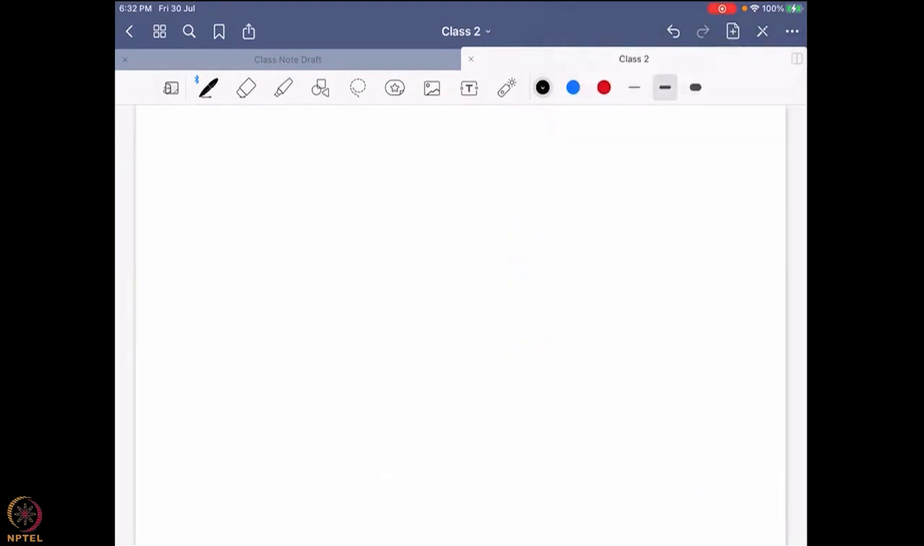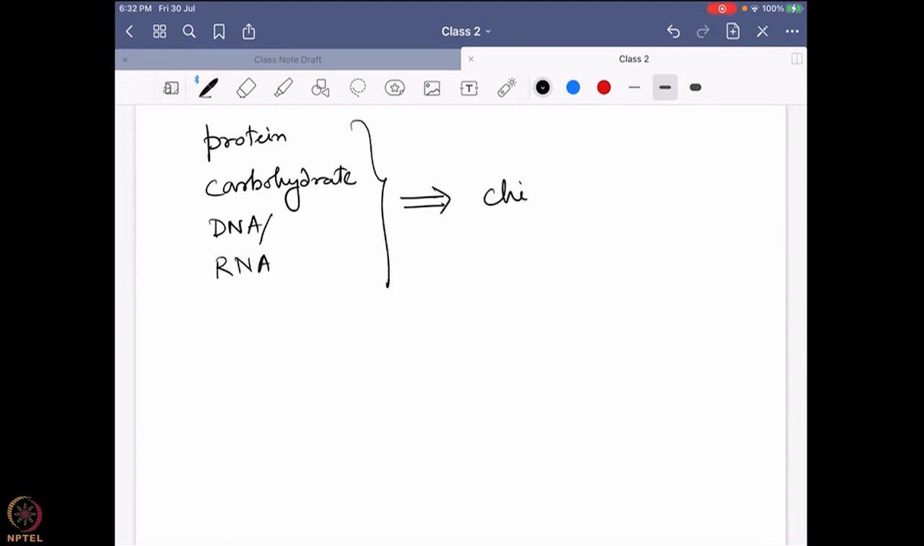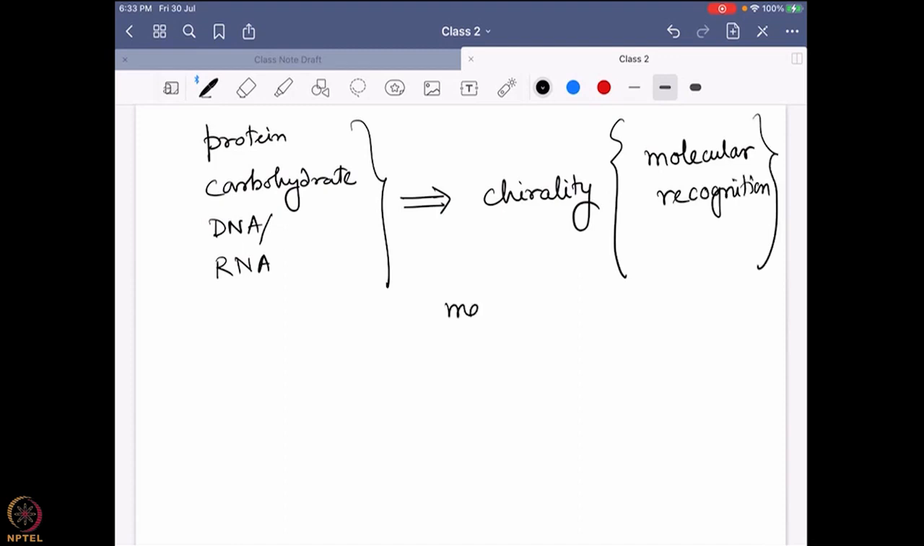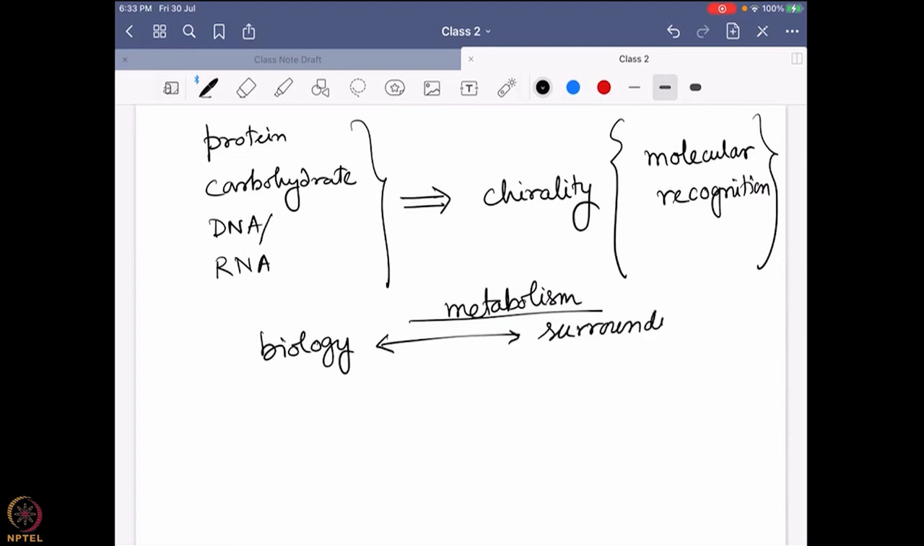We have protein in biology. We have carbohydrate in biology. We have DNAs and RNAs in biology, and all of them use chirality as one of their very important tools to do the molecular recognition. And this molecular recognition is very important, not only for their metabolism, but also you can say that is how the biology is interacting with the surrounding atmosphere. Right. So biology, we found, is having a chiral environment.